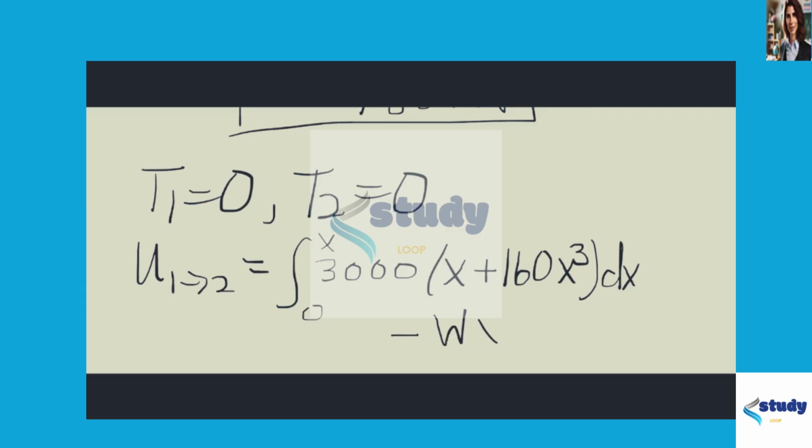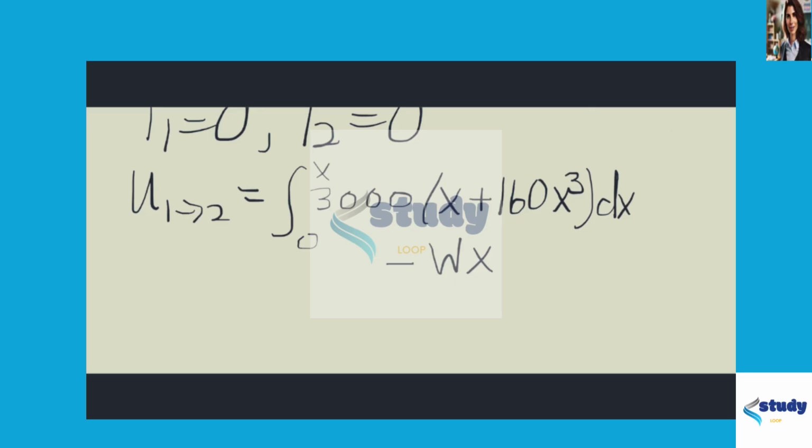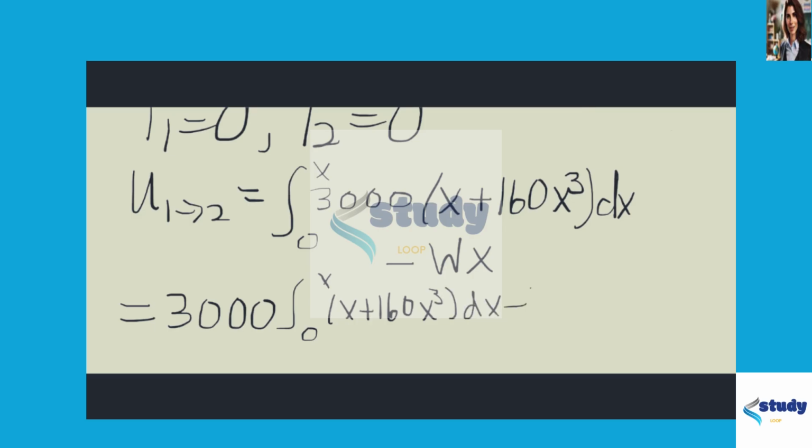So this is going to be equal to 3,000 times x plus 160x cubed dx, minus the work done by weight. Remember that wx is outside of the integral. So plugging in for the terms that we know, we can actually bring this 3,000 out because that's a constant, so that's going to be 3,000 integral from 0 to x of x plus 160x cubed dx minus wx.